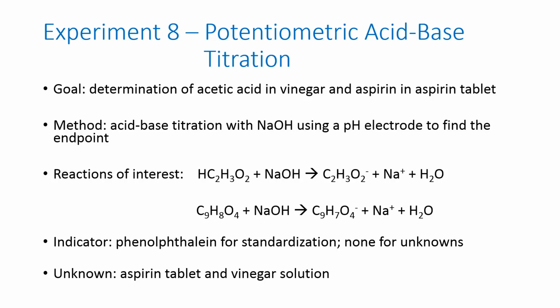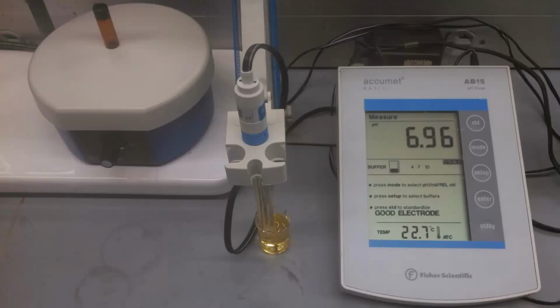The reactions of interest are there. You should notice that the stoichiometry is 1-to-1 for both of them. When you do your standardization, you're going to standardize your sodium hydroxide titrant using phenolphthalein as your indicator, and you're going to titrate KHP with the dilute sodium hydroxide solution. When you analyze your unknowns, you're not going to need an indicator because you're going to be using a pH electrode to find the endpoint.